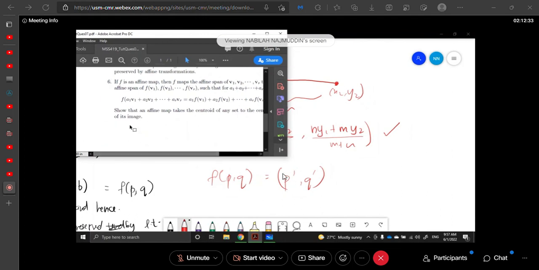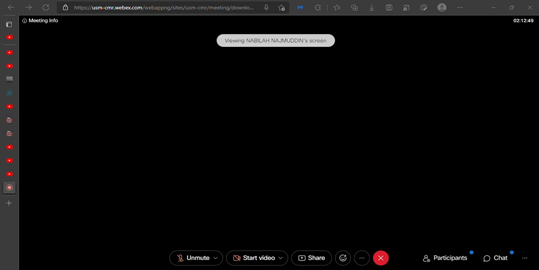For number 6, if F is an affine, you will see that the centroid, you let this as a point. Never mind, this one we discuss next week. Okay. So complete the proof for number 4 and 5 because it is important.